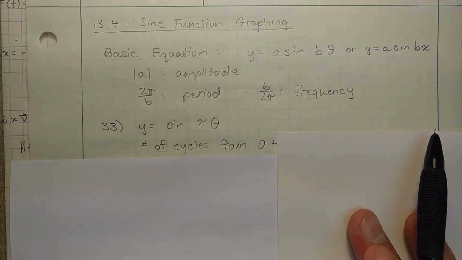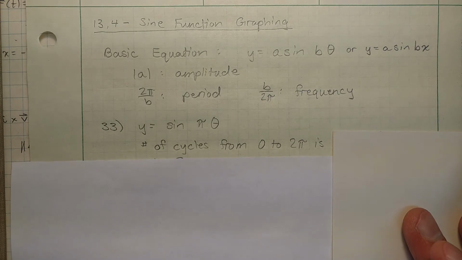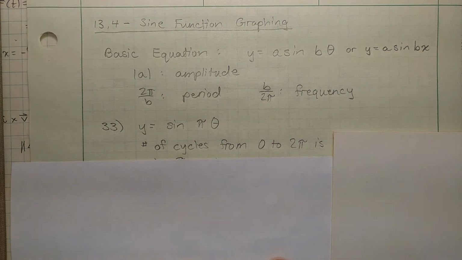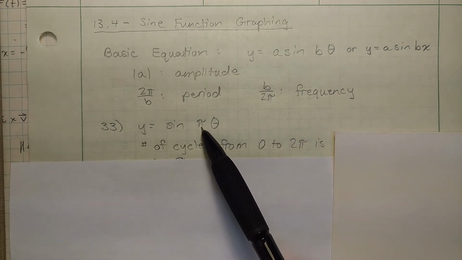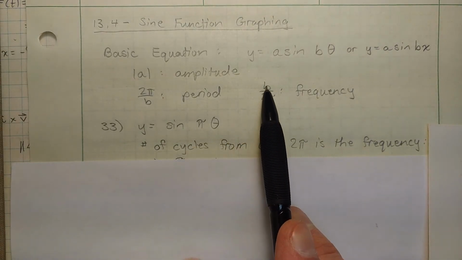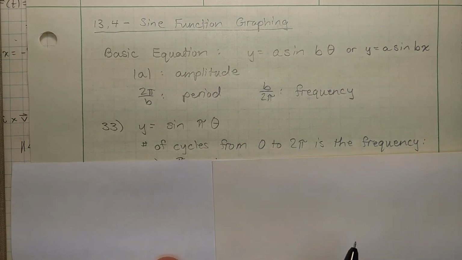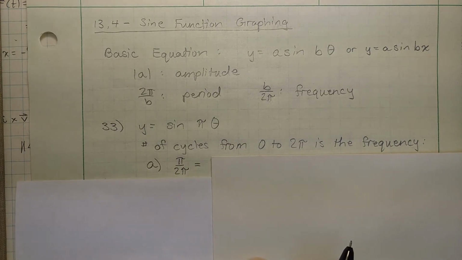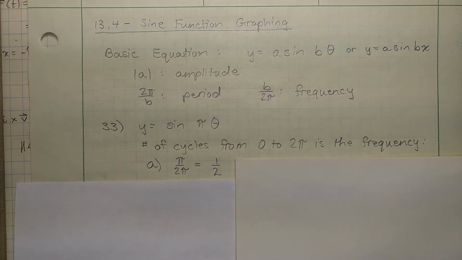But we're going to go number of cycles from 0 to 2 pi. So to get this, all I have to do is look at this here, and that is the frequency, so I can just simply put pi in for b and get pi over 2 pi. The pi's cancel and I get 1/2. So the number of cycles from 0 to 2 pi that it makes is 1/2 of a cycle. So it doesn't make a full cycle, just makes 1/2 of a cycle.